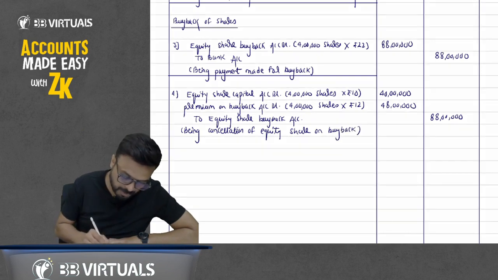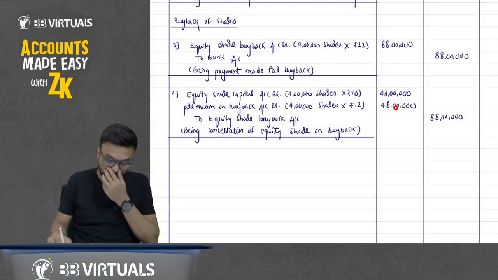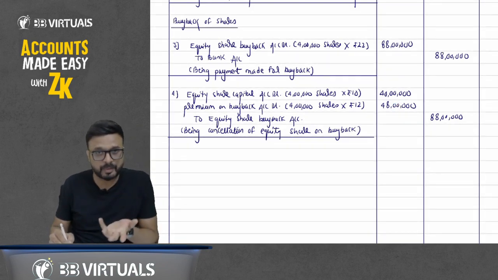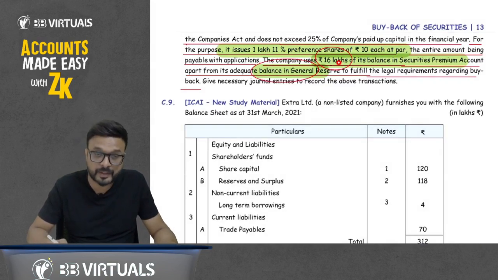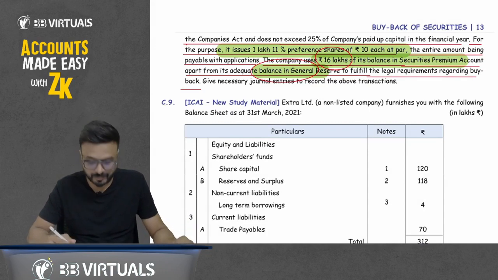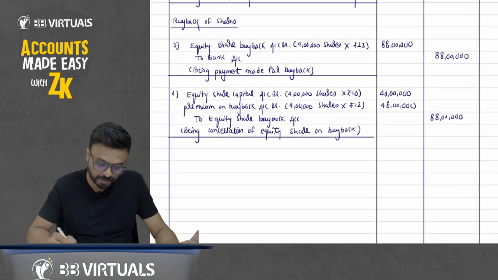Now how much premium on buyback have we paid? The premium on buyback is 48 lakhs. So we can write it off against securities premium, but it's specifically mentioned in the question that the maximum we can utilize is how much? 16 lakhs. What about the remaining? For the remaining we will utilize general reserve. It is mentioned that they have adequate balance in general reserve. So first we will utilize securities premium.